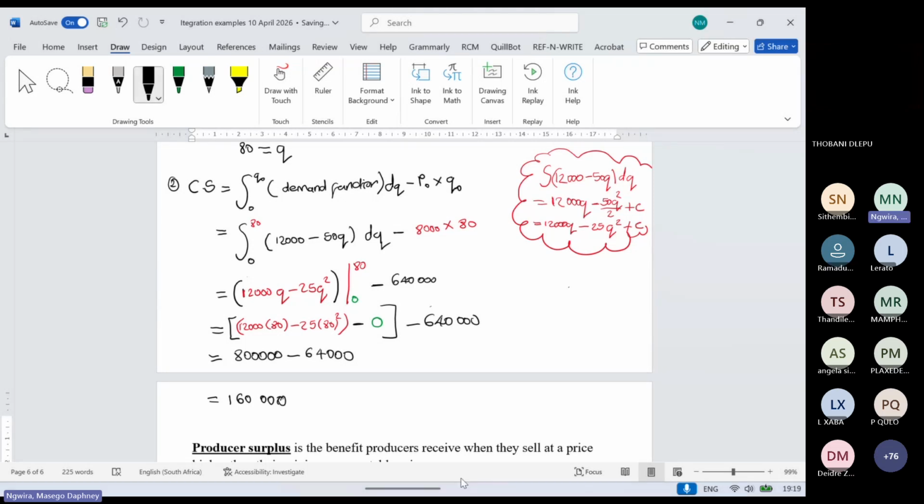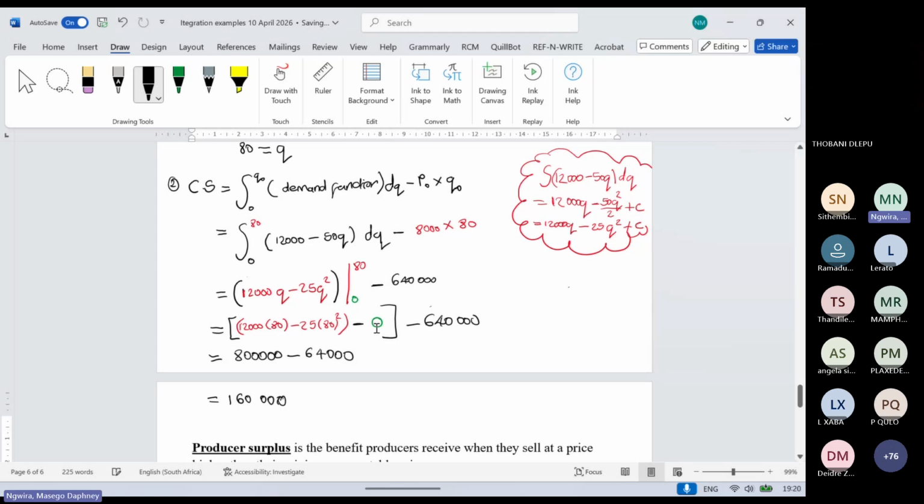So every time for the green one, you get the 0 because 12,000 times 0 is 0, minus 25 times 0 to the power of 2, it's 0. This is going to give us 0. This will give us 0. That's why I just wrote the 0 for the green one.